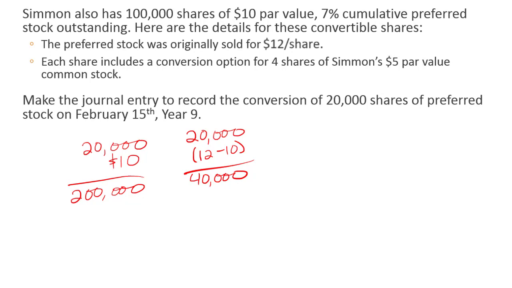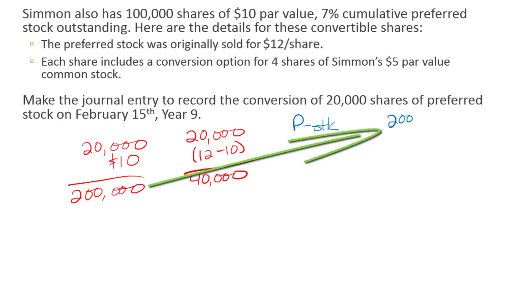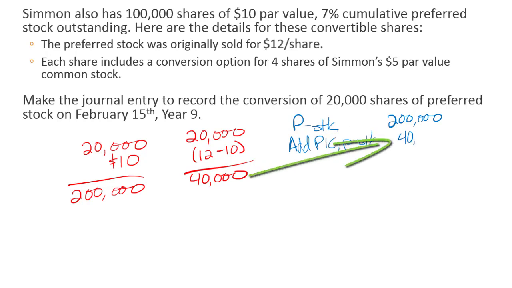Let's go ahead and deal with what's in the preferred stock account first. Preferred stock is an equity, so it's got a credit balance. If I'm going to get rid of it, I need to debit preferred stock by the $200,000. I need to get rid of additional paid in capital preferred stock of $40,000.